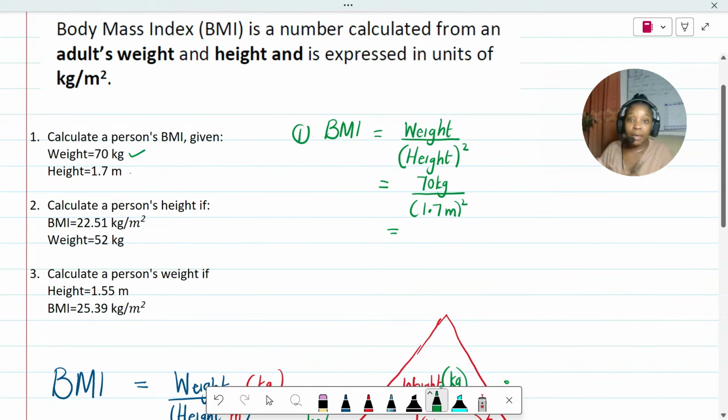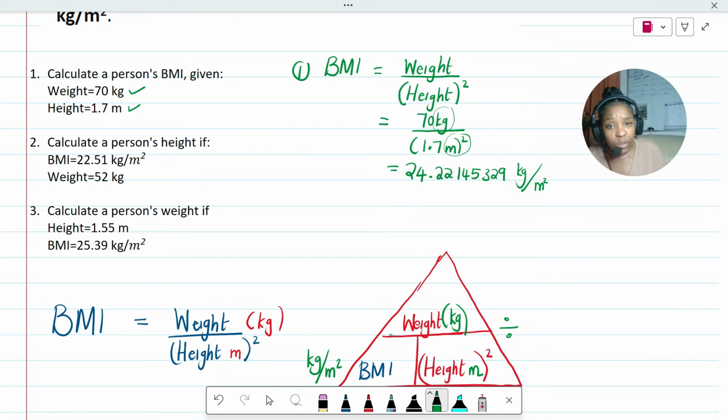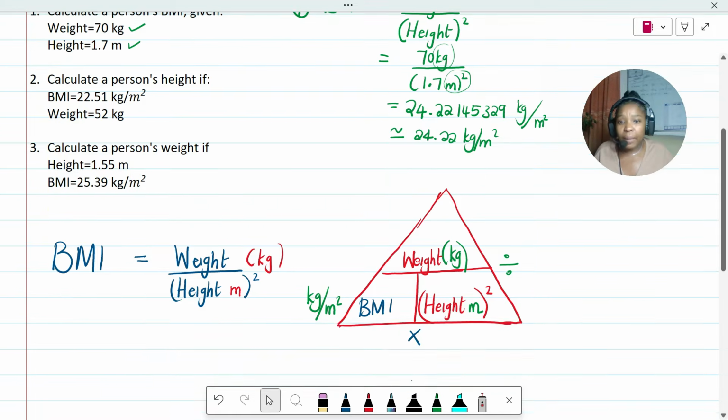Therefore, what is this person's BMI? It is 24.22145329. What are the units? Kilograms per meter squared. Simple, right? So if a person has a weight of 70 kg and a height of 1.7 meters, then their BMI is 24.22145329 kilograms per meter squared. And if you wanted to round this off to 2 decimal places, we can just say 24.22 kilograms per meter squared. That is the person's BMI. Nice and easy.